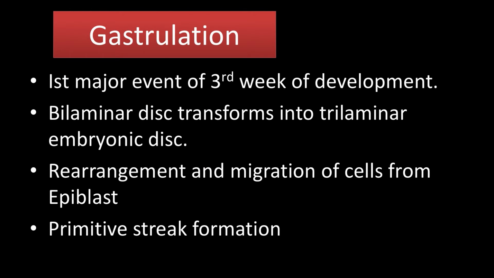Now, we will come to gastrulation. Now, after implantation, what will happen? The first major event that will take place in the 3rd week of development is gastrulation. We had a bilaminar disc. Now, this bilaminar disc will be converted into a trilaminar embryonic disc through this process. There will be rearrangement and migration of cells from the epiblast, and it will also be followed by the formation of the primitive streak.